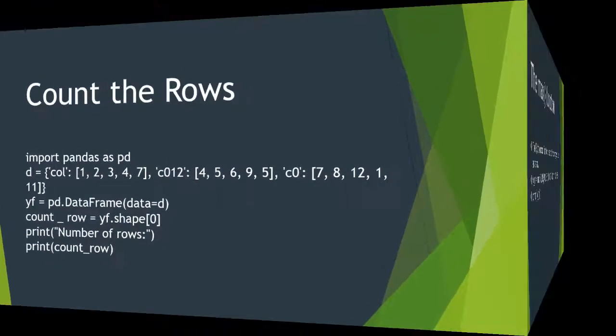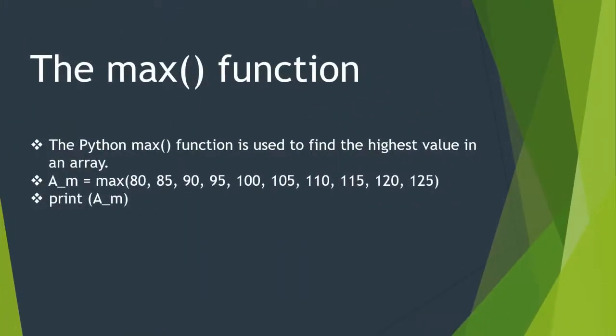The max function. This predefined function helps us find the maximum, which means the greatest number in the array. For example, here 125 is the greatest number in this array. So when I give a_m, which is the variable, is equal to max of the variables, and print a_m, it will print 125, which means the greatest number.